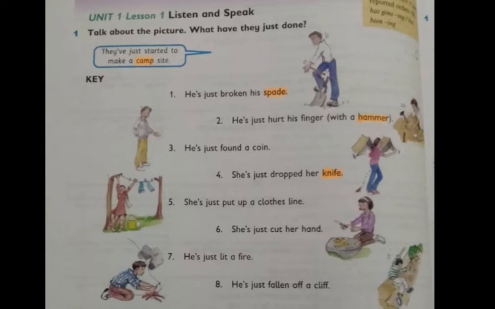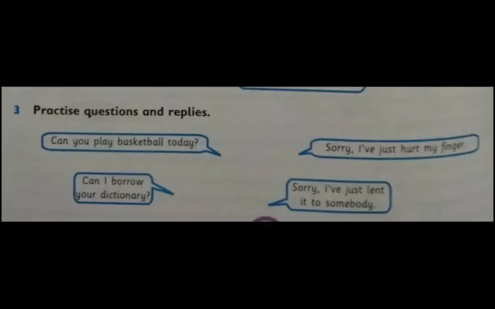And the last one, the boy is in some trouble, or he has just fallen off a cliff. He has just fallen off a cliff. And a cliff is something that is higher than the land but having steep sides. Okay, it is higher than the land. Is it clear?